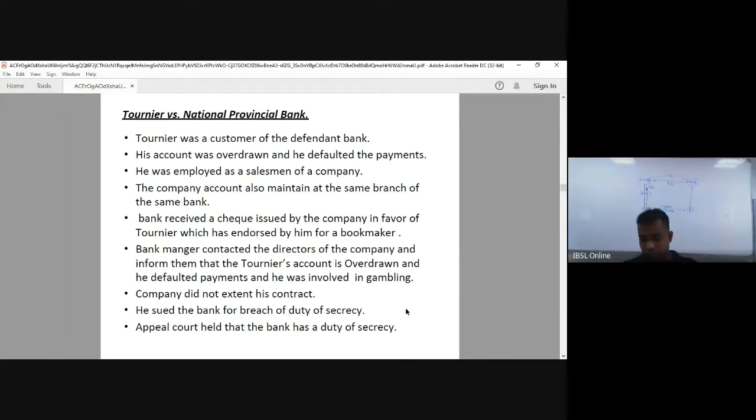That third party presented the check for payment. This third party is a gambling service provider. The true owner or holder of the check, the person who presented the check, is a gambling service provider.